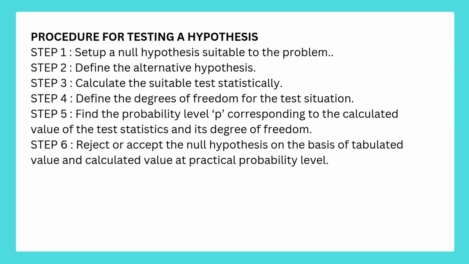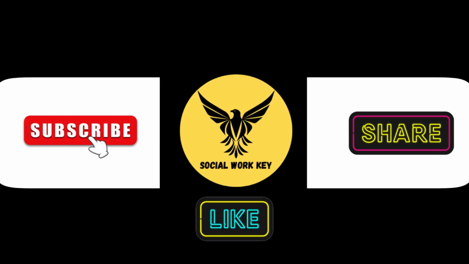Step 5. Find the probability level P corresponding to the calculated value of the test statistic and its degree of freedom. Step 6. Reject or accept the null hypothesis on the basis of tabulated value and calculated value at practical probability level.